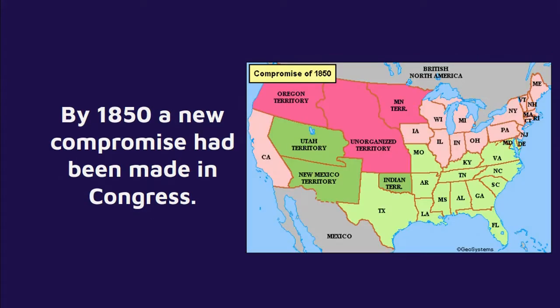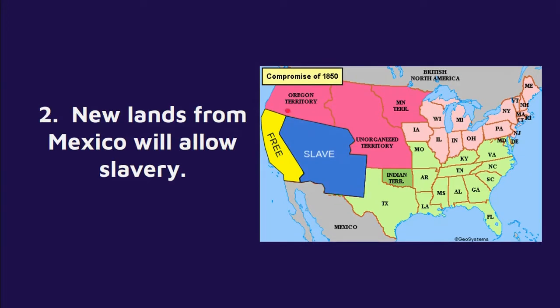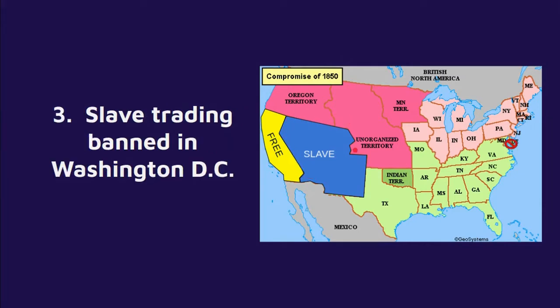By 1850, a new compromise had to be made in Congress. They met and decided to allow California to enter as a free state. The new lands from Mexico that were not part of California would allow slavery. Slave trading in Washington, D.C. would be banned. Slavery could still exist there, you just couldn't trade slaves in Washington, D.C.